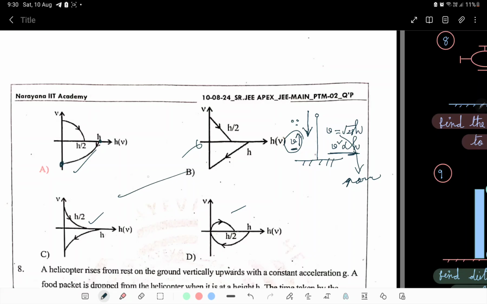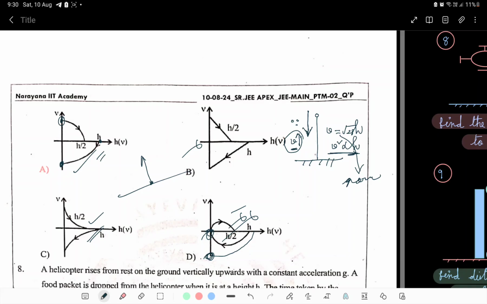When it just rebounds back, the velocity will suddenly become positive. So you can go with this. This one is wrong because this velocity is not going to be 0. After it is falling down, the velocity is going to be here. It is not going to 0. So this is wrong. You can eliminate option B and option D, and go with option A or option C.